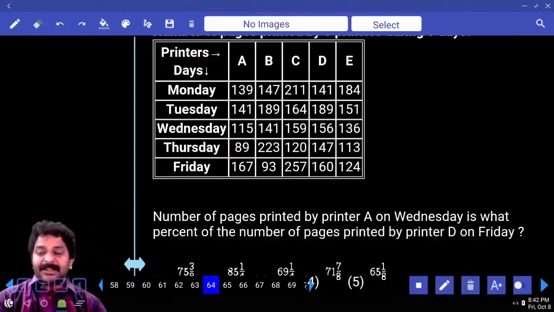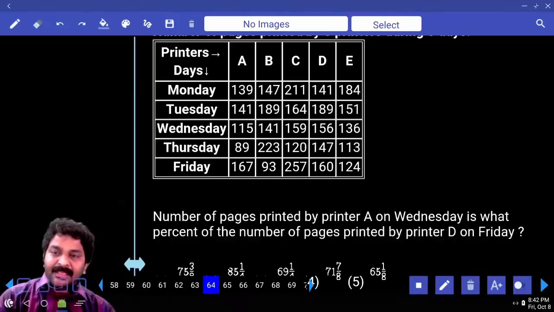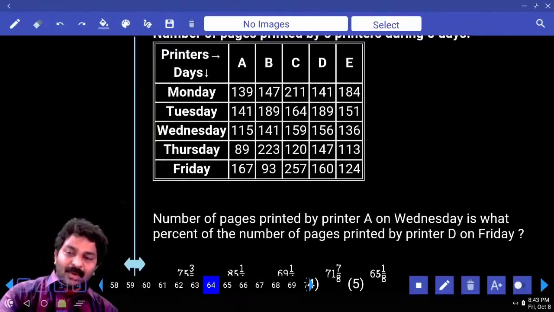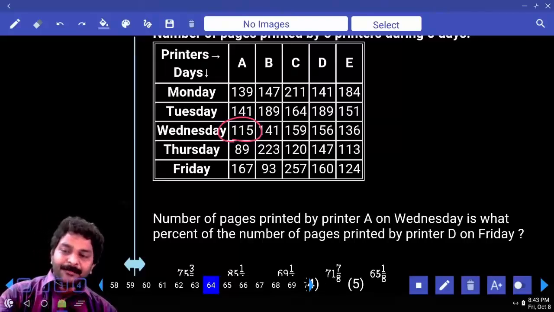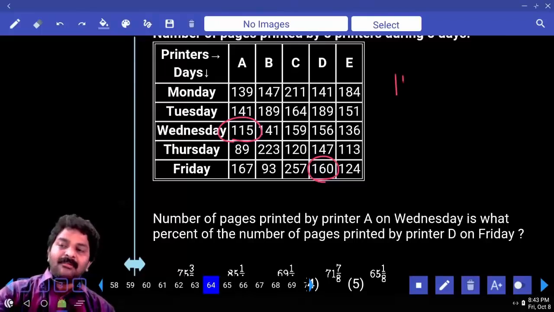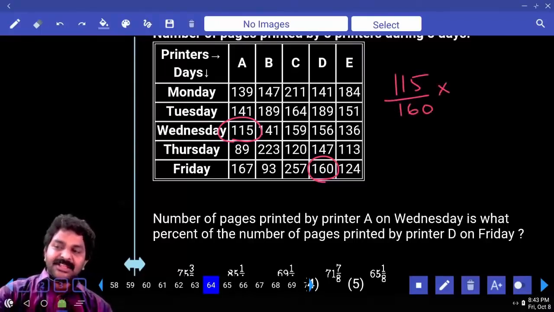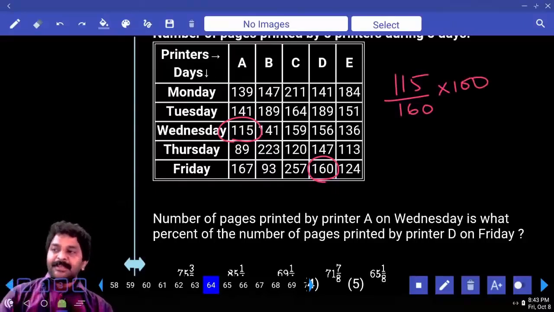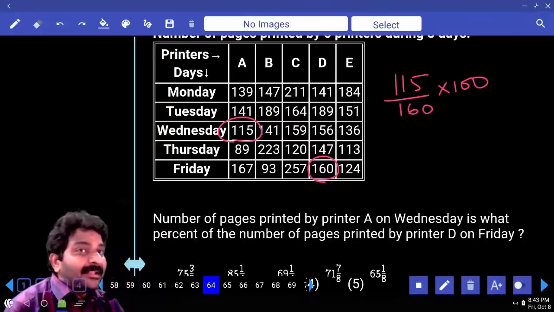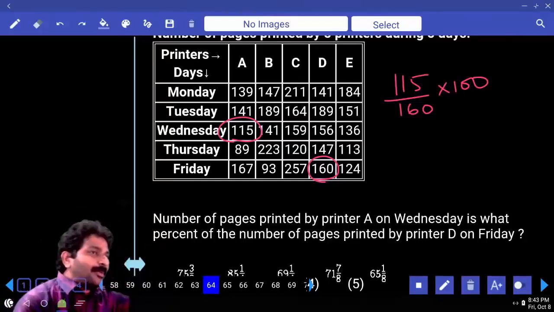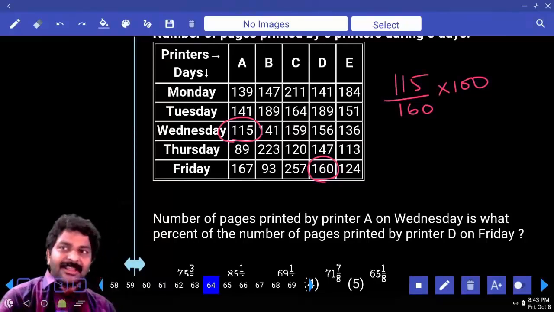Number of pages printed by printer A on Wednesday. A on Wednesday, 115 is what percent of the pages printed by D on Friday? D on Friday, 160. 115 by 160 percentage into, what is 50% of the denominator? What is again half of that? 80. 80, 40. Your numerator is close to 120 only.